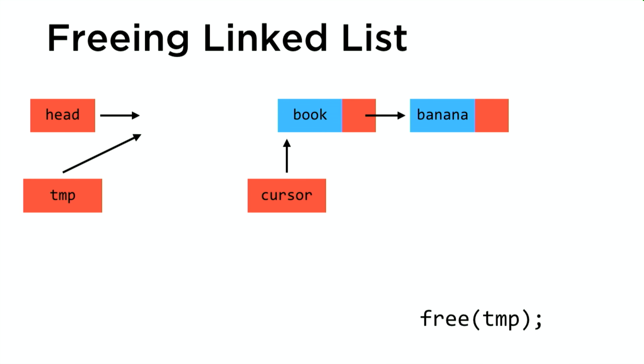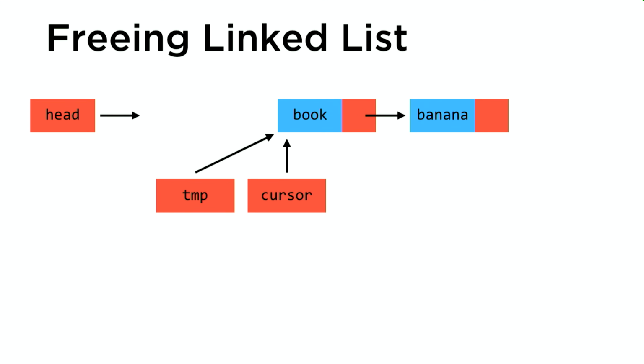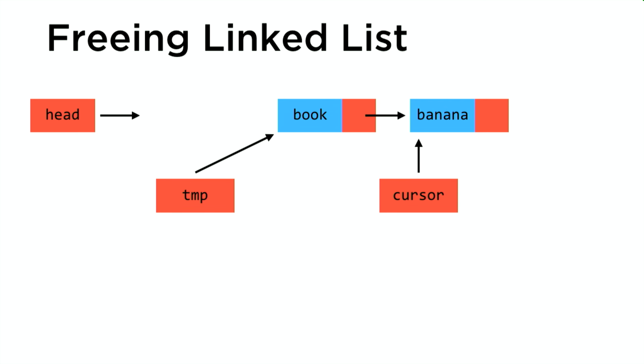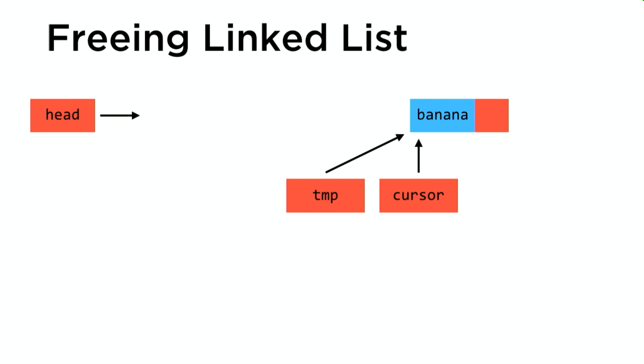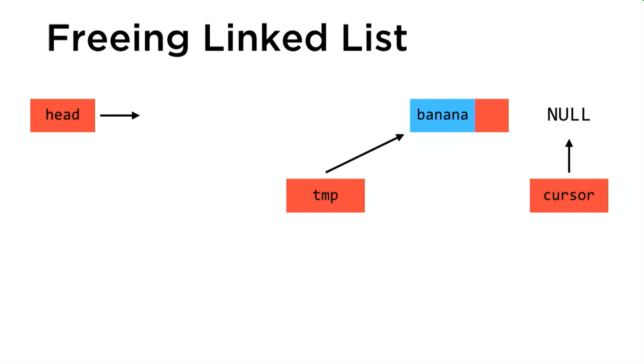And now I can repeat the same process. Go ahead and set temp to be the same thing that cursor is, have temp point to book as well. Then, to make sure we don't lose the rest of the list, go ahead and move cursor, and then we can free up the space that is allocated to what temp is currently pointing to. Free up that node and repeat the process. Have temp be set to the same thing cursor is set to, move the cursor forward, and then free up temp. And eventually, once you get through this entire process, what you'll find is that cursor is pointing to null.